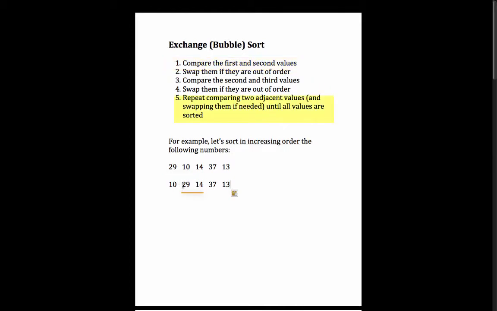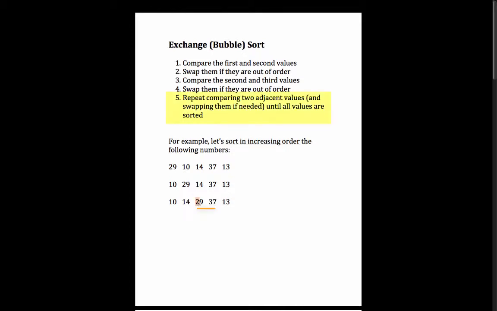Then the next step is going to be comparing the second with the third one, 29 and 14. And obviously those are out of order with respect to each other, so I need to swap them. So now 10 stays in the same place where it was before, and I'm swapping 29 and 14. And again, the rest of the values remain the same.